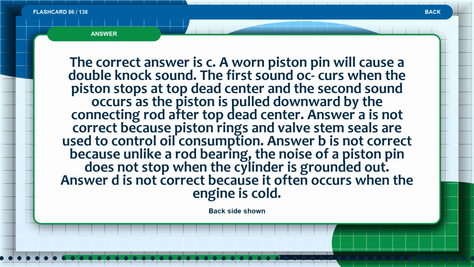The correct answer is C. A worn piston pin will cause a double knock sound. The first sound occurs when the piston stops at top dead center, and the second sound occurs as the piston is pulled downward by the connecting rod after top dead center. Answer A is not correct because piston rings and valve stem seals are used to control oil consumption. Answer B is not correct because unlike a rod bearing, the noise of a piston pin does not stop when the cylinder is grounded out. Answer D is not correct because it often occurs when the engine is cold.